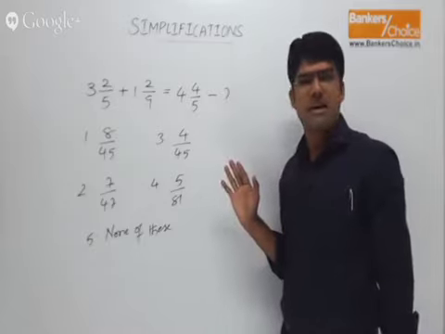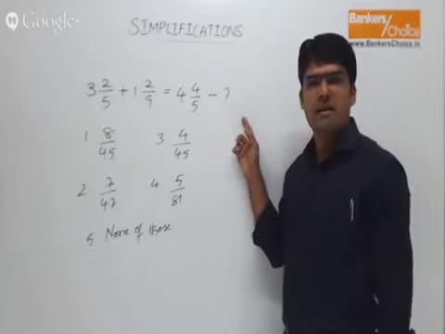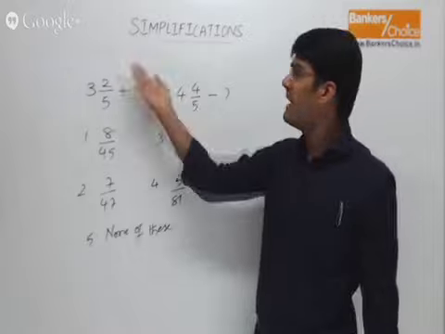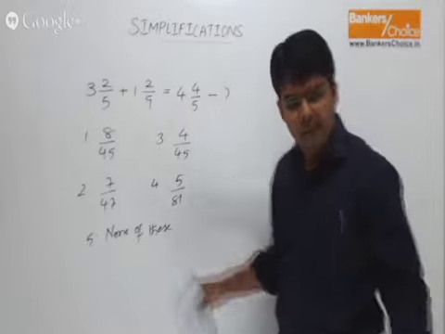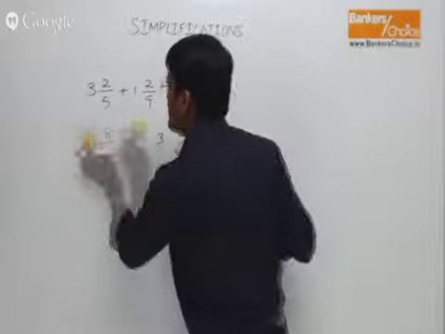24 by 5. 24 by 5, minus question mark. Again, what do we do? The question mark goes on that side, and those two fractions are going to come on this side. So I'll just clear these options. Let's look at the solution.